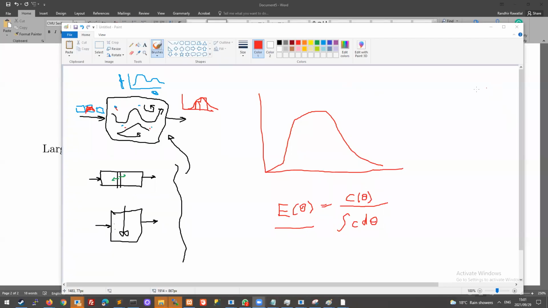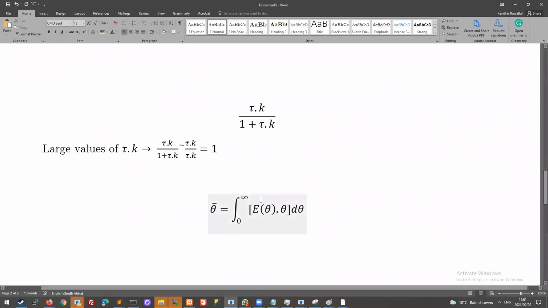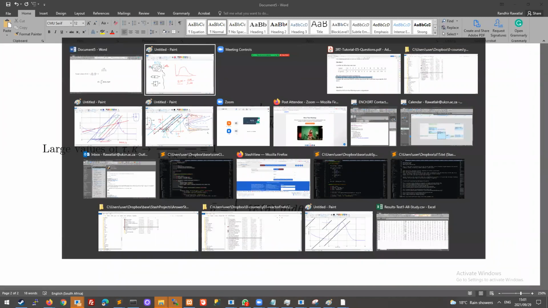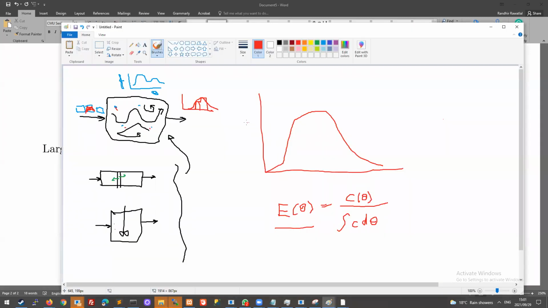Okay, so you've got here the average age. Now, this is possibly not enough to understand the age distribution, right? You see this E of theta that we've got here, the age distribution. This is a lot of information. There's a large amount of information here.